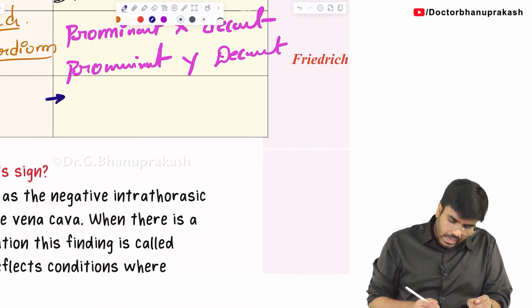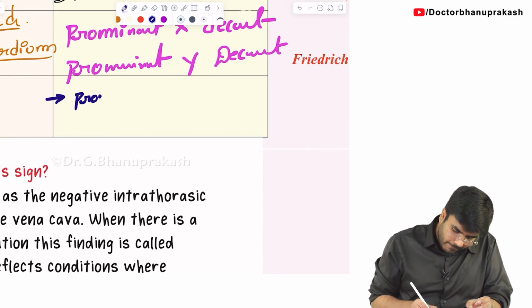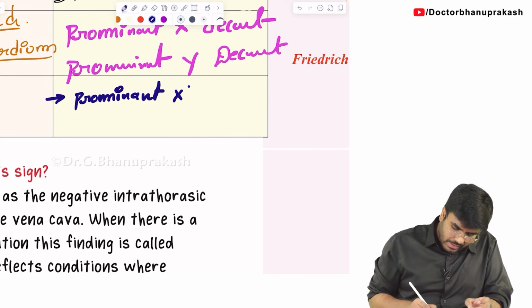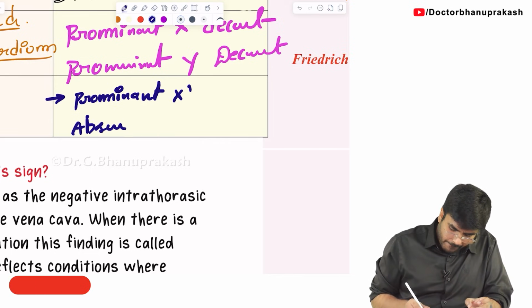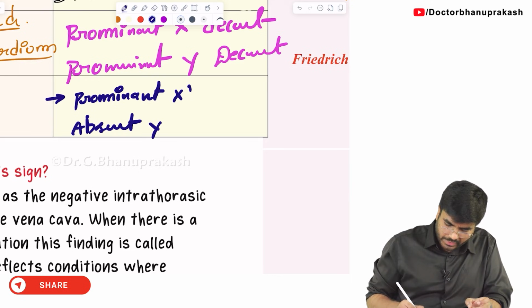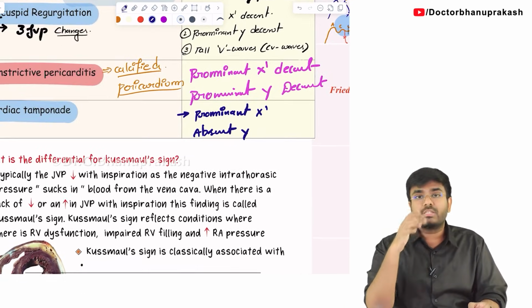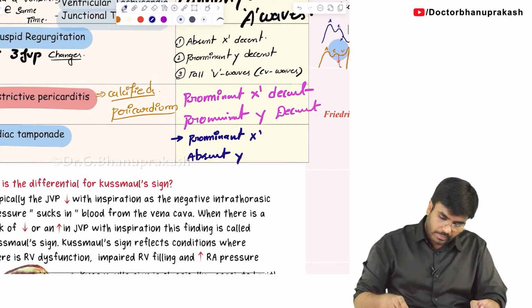The JVP changes are prominent X, absent Y. Okay, prominent X and absent Y. So Y descent is going to be absent and the X descent is going to be prominent. So these are the abnormal JVPs.